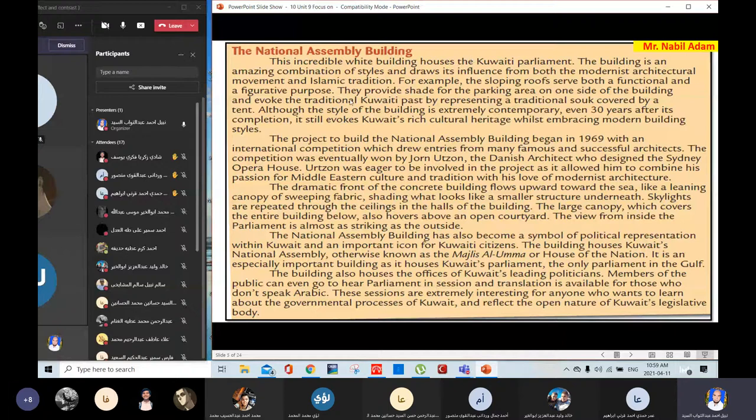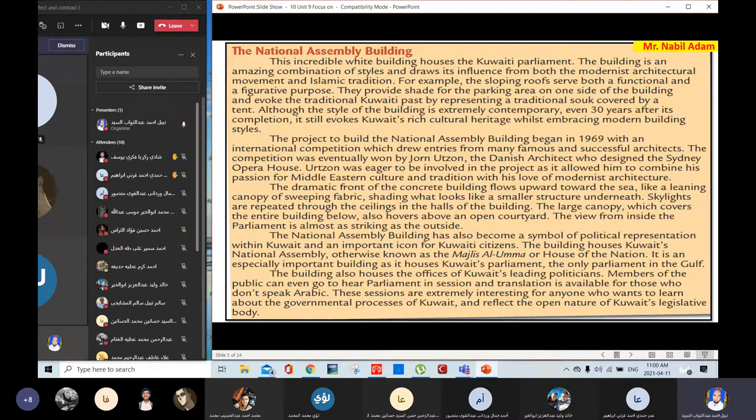As you see here, the article is divided into five paragraphs. The first paragraph describes the building of the National Assembly building or Majlis al-Ummah, the House of the Nation. Here it describes the building. And the second paragraph talks about the designer or the architect who designed this building, and he was called Jørn Utzon. He's from Denmark. His nationality is Danish.